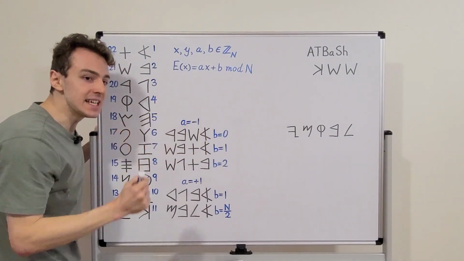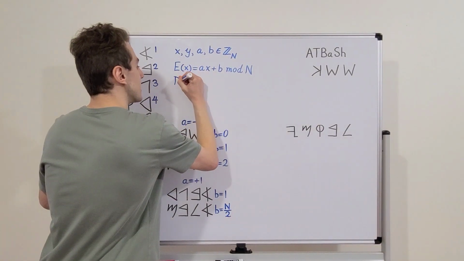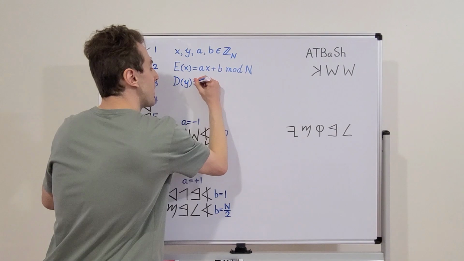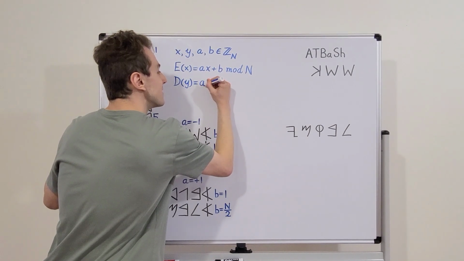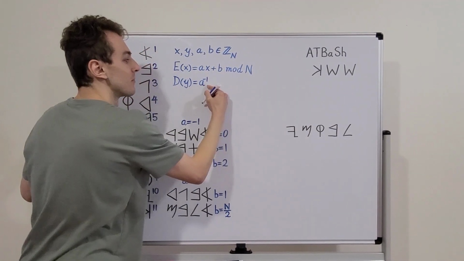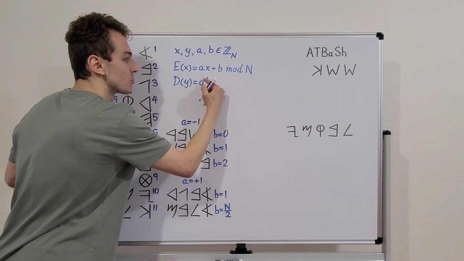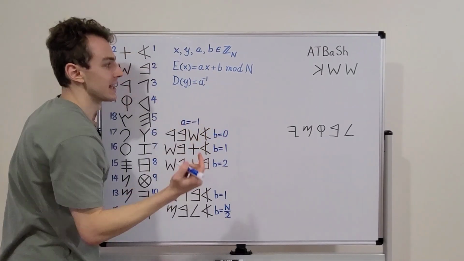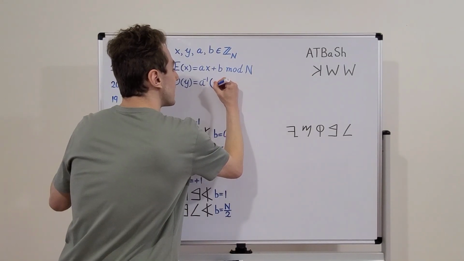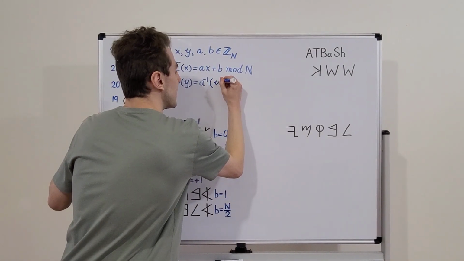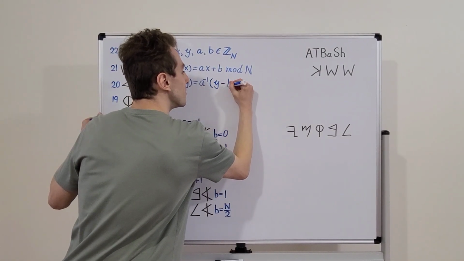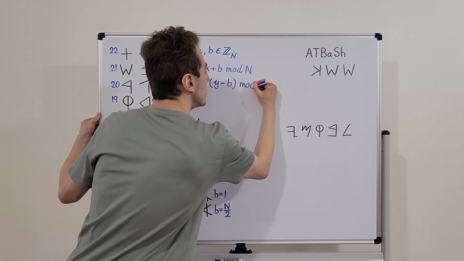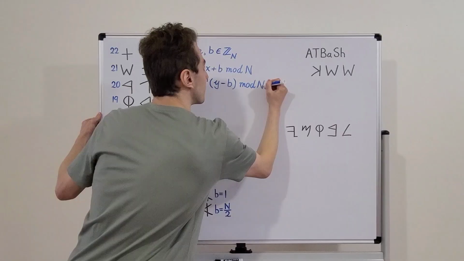And now let's have a look at the decryption function. The decryption function is going to take in the input y, and it's going to map it to the multiplicative inverse of a. We can write that as a to the power of minus 1. So this is the multiplicative inverse of a mod n. And then we're going to multiply that by the input minus b. And this is all done mod n.